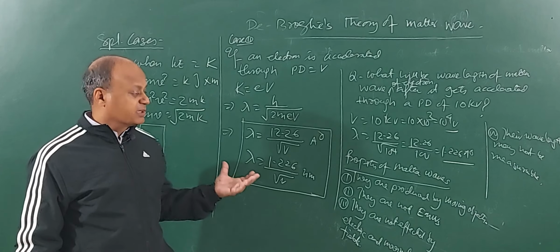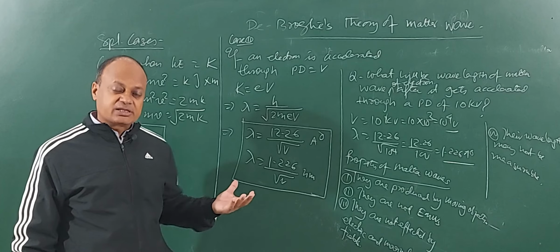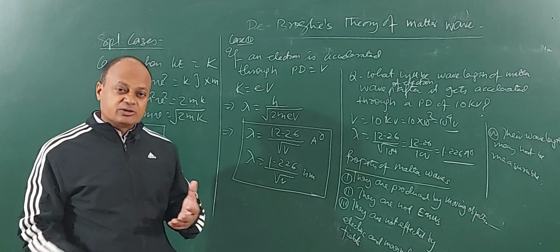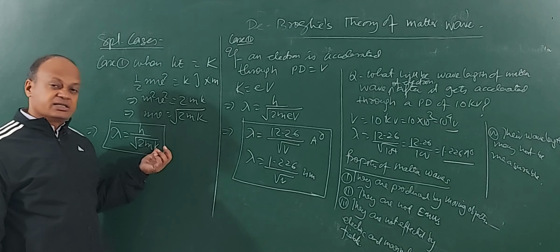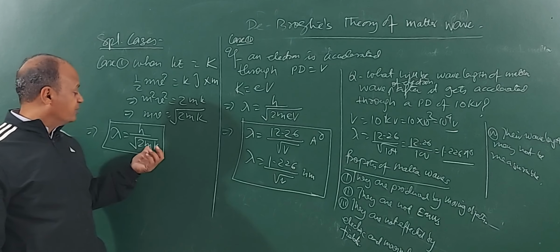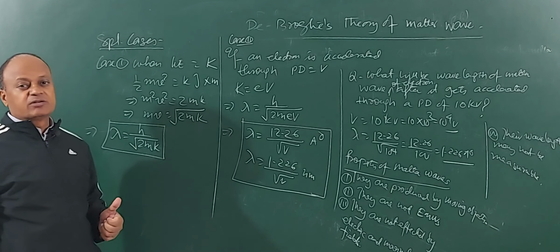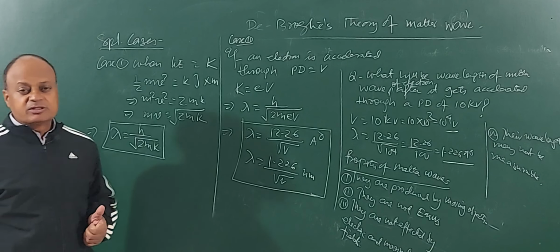And then there are simple numericals also that we discussed just now. Similar numericals you get about comparing wavelengths also. So you can compare where kinetic energy ratio will be given, ratio of masses will be given. So you can calculate what will be the ratio of the wavelengths of the matter waves.